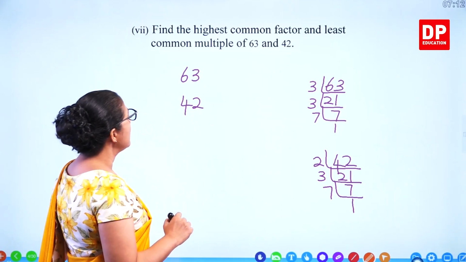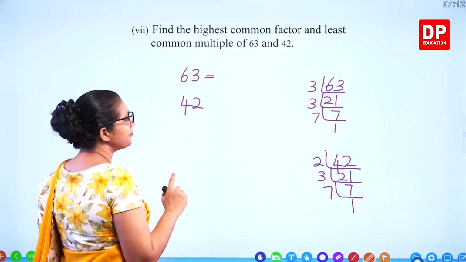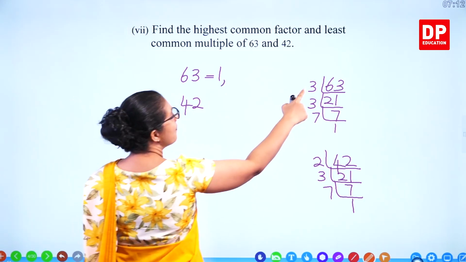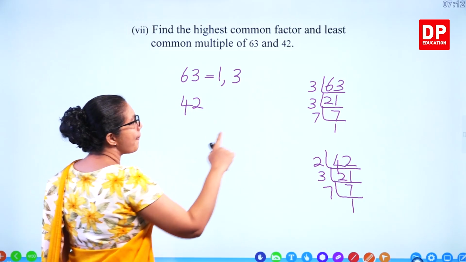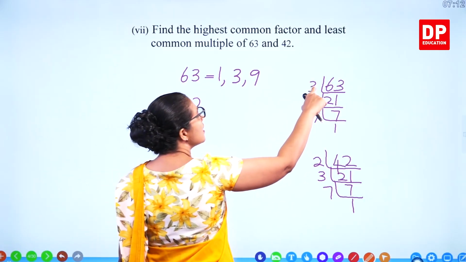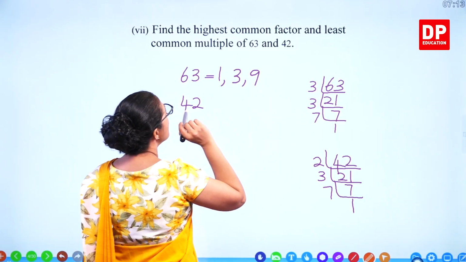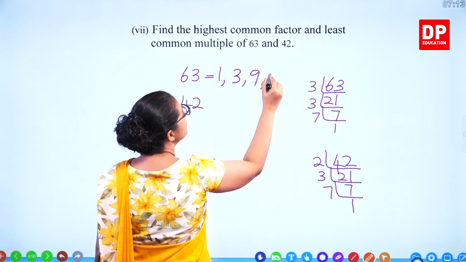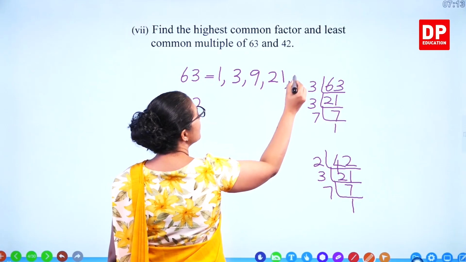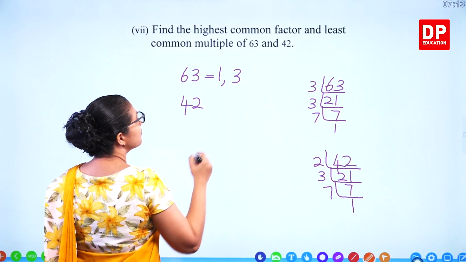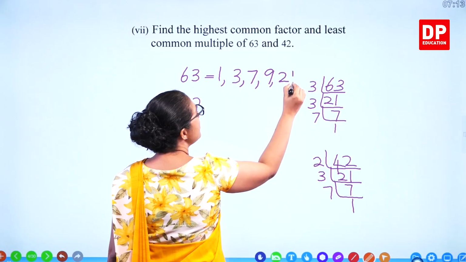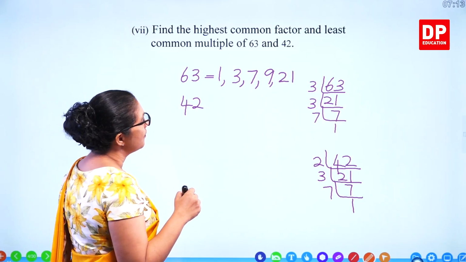So I can write the factors of 63. 1 is always a factor. Then 3 is a factor. Then 3 times 3, 9 is a factor. Then 3 times 7, 21 is a factor. What else? 7 is a factor. We'll write 7 also. We'll write in order. 7 is a factor. Then 9. 3 times 3, 9. Then 21. And what's the last one? 63.